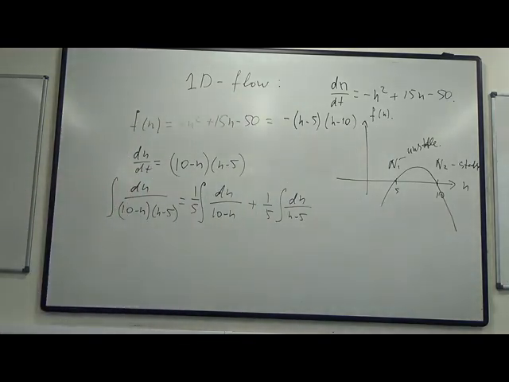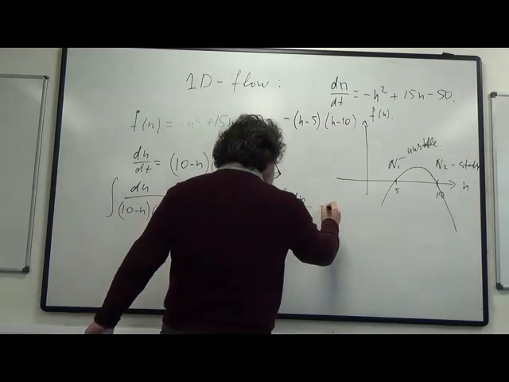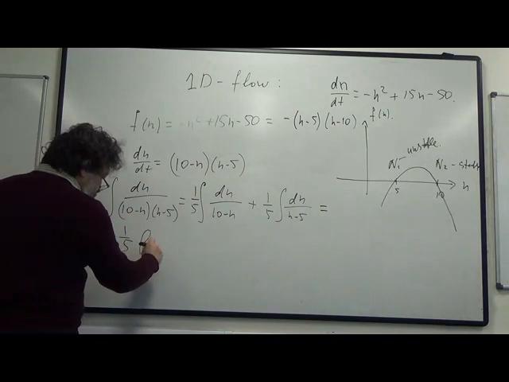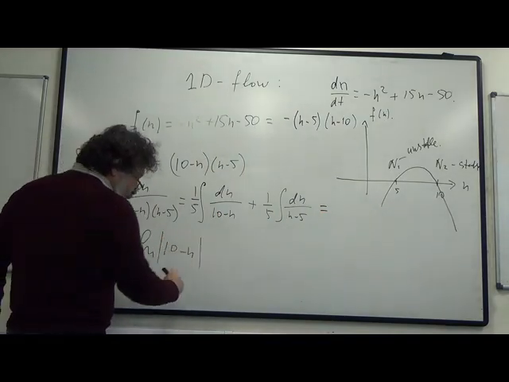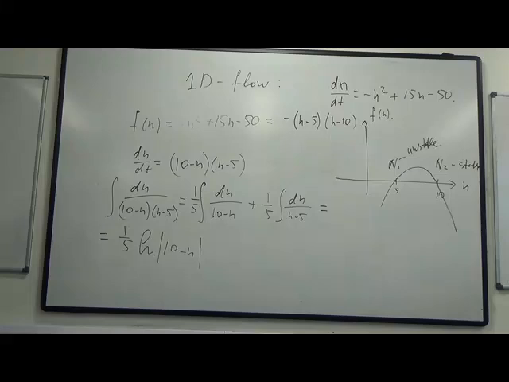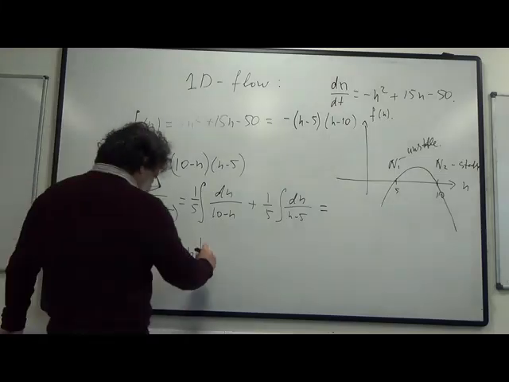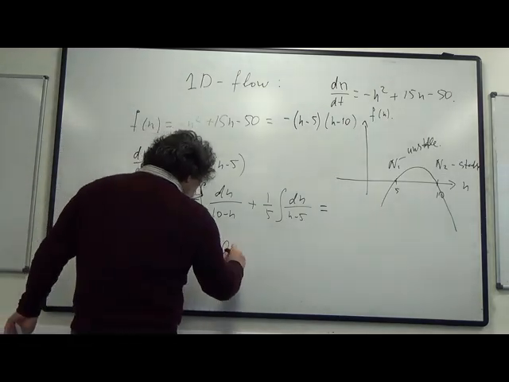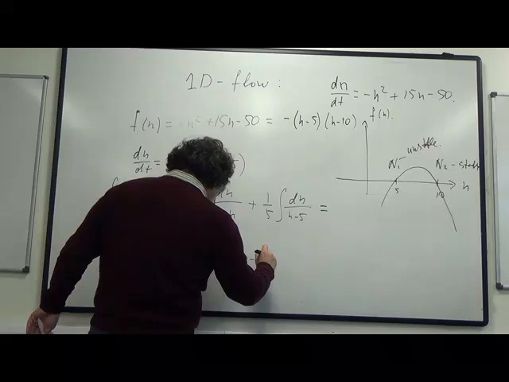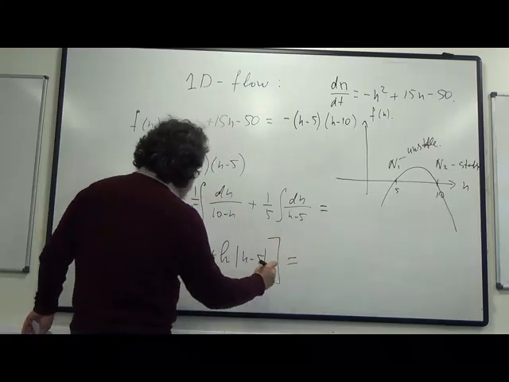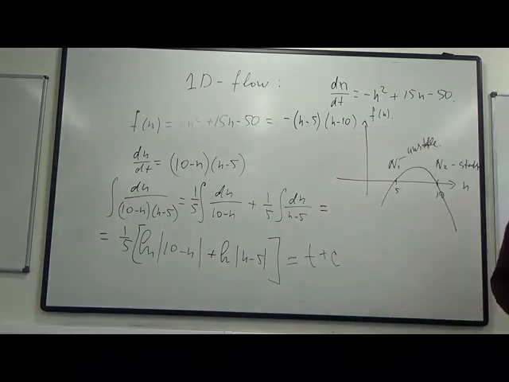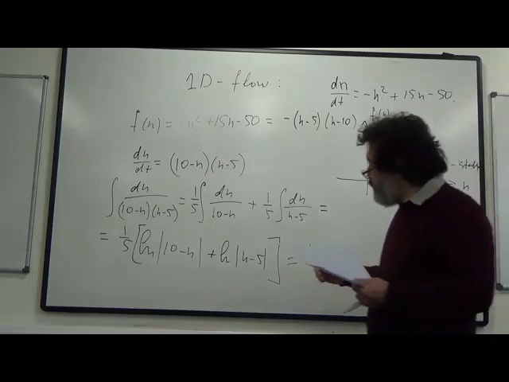And these two integrals, one over 5 logarithm of 10 minus n absolute value. Yeah? You remember this? Plus, I will put it like this, plus logarithm of absolute value of n minus 5. And this was equal to t plus constant. Are you following? Is it okay? Now, next point.